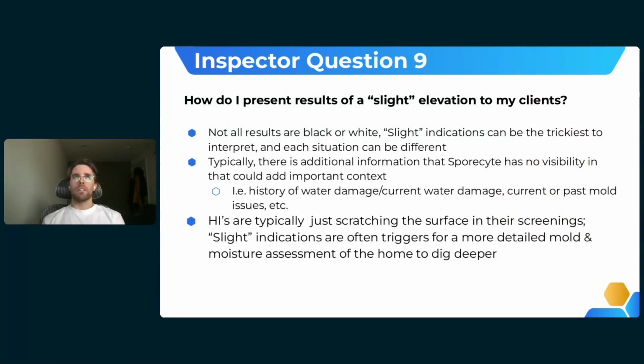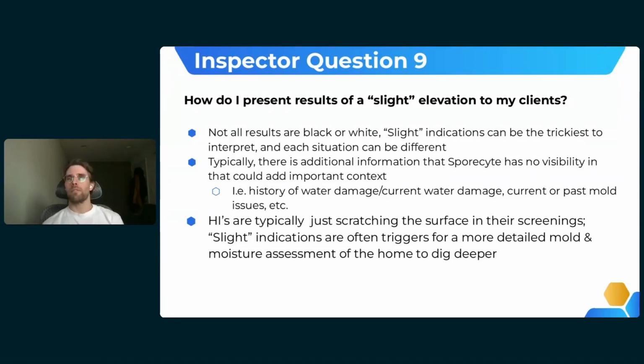So we've got about 5 minutes left. I've got 2 questions left and then some time for questions and answers. So this is a big one that we get a lot. How do I present the results of a slight elevation to my clients? So if you've seen our report, the yellow in the graph, the middle section, is a slight elevation. And this is the hardest part.